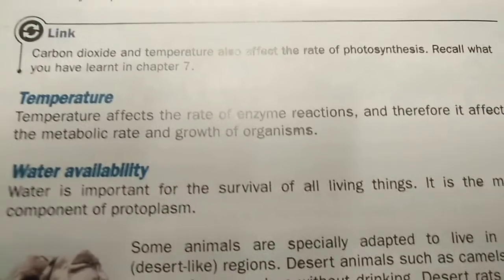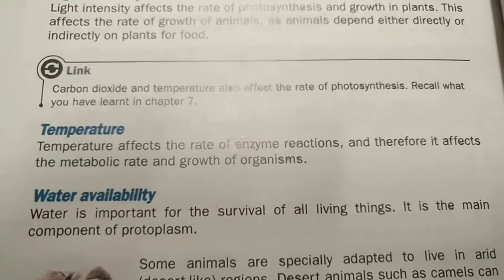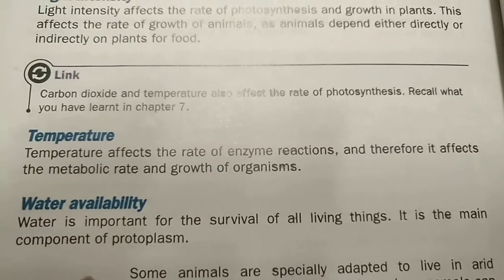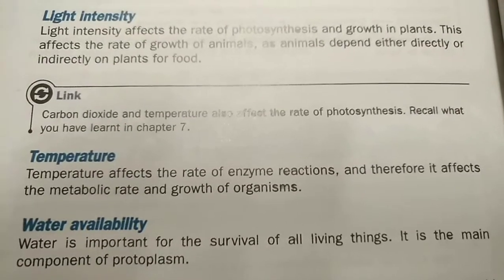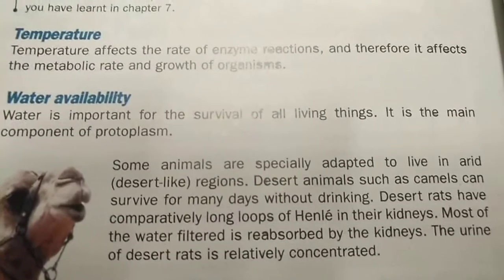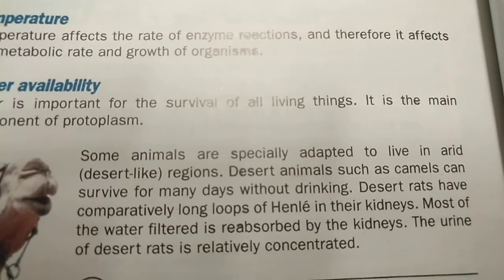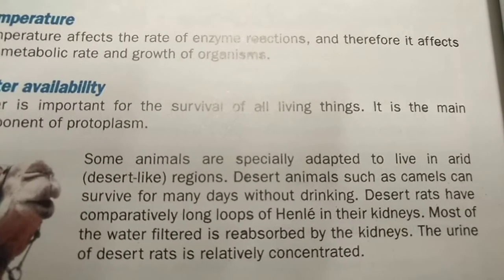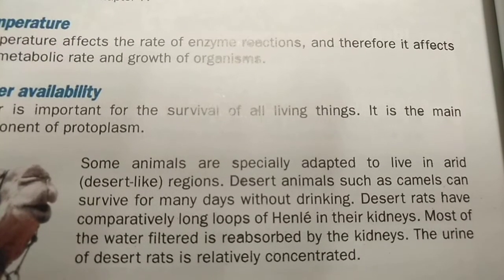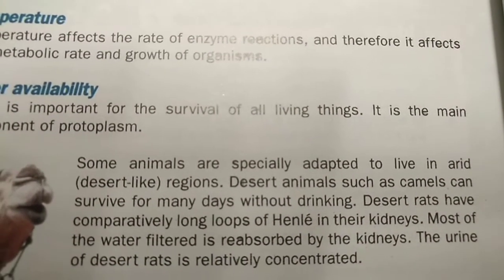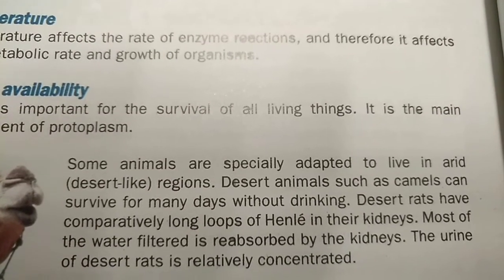Now come down. Water availability. Water is important for survival of all living things. It is the main component of protoplasm. Protoplasm means a cell. It is a main component of a cell. So every vital activity of the cell is dependent upon the water. Some animals are specially adapted to live in arid desert-like regions. Arid region is which region? Desert-like regions. Desert animals such as camels can survive for many days without drinking.